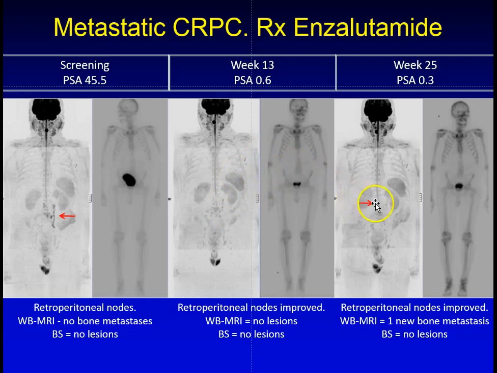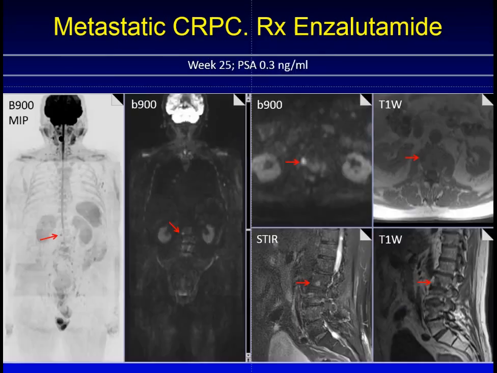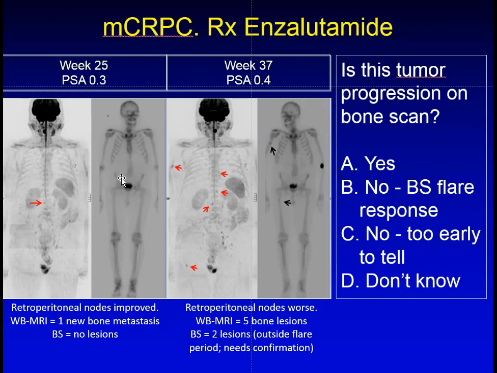And what we observe is that at week 25, we see a single emerging lesion. We know this lesion is new because we have 2 prior scans, and we can focus in on this area and identify this new metastasis. So this is treatment resistance, because the bone scan is normal and the standard of care is the bone scan. The patient continues to receive treatment.